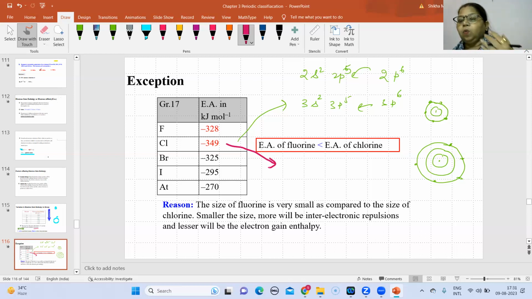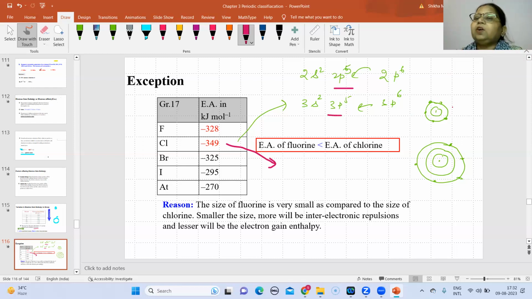Then we try to understand why it is happening. Why does it happen, right? To understand that, we have to draw the shape, or the size of the two orbits, and the respective orbitals will be a bit difficult. So we will try to understand it with the help of orbits. In case of fluorine, the last electron is added to 2p5, whereas in case of chlorine, it is added to 3p5. If you have understood your chapter of structure of atom, the size of 2p will be smaller as compared to that of 3p orbit.